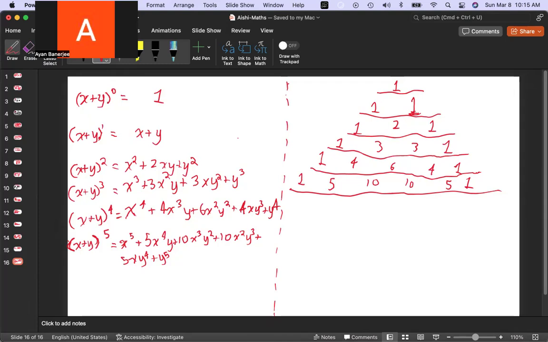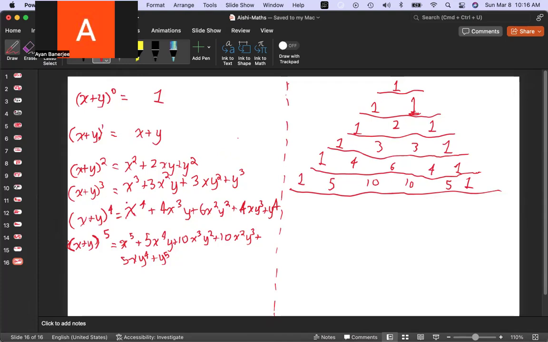So we have x plus y to the power 0, which is 1. X plus y to the power 1, which is obviously x plus y. We have x plus y to the power 2, x plus y whole square, which is x squared plus 2xy plus y squared. Now, and then we have x plus y, the whole thing to the power 3. We get x cubed plus 3x squared y plus 3xy squared plus y cubed.